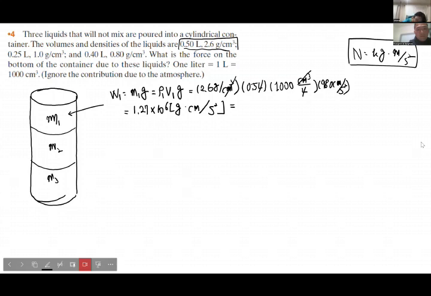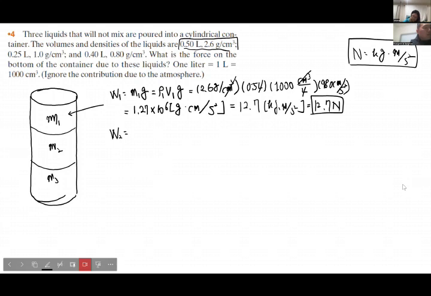I got 12.7 kilogram meter per second square. Yeah, that's 12.7 Newton. That's correct. Okay, good. So now we move on to the next liquid, W2.